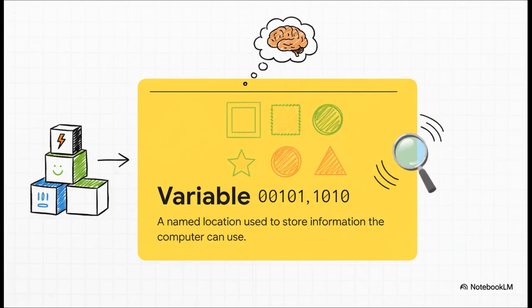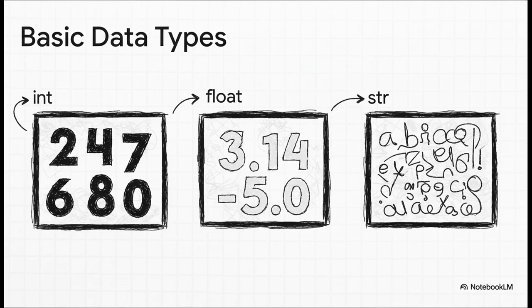Okay, first things first. Before we can do anything, we need a place to hold our information, right? In programming, we use something called a variable. The easiest way to think about it is just like a labeled box. It's a container that we give a name to, and we can put stuff inside it for the computer to remember and use later.